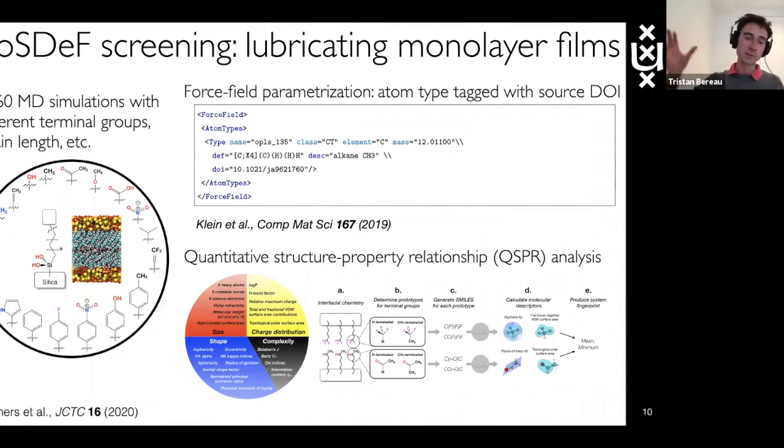All right, so in the context of establishing more of an end-to-end high-throughput molecular simulation scheme, I wanted to go back to this MoSDeF example. What they did is they looked at lubricating monolayer films. So they took these small alkanes next to a silica surface, and then they changed the chemistry of the end groups, very systematically, and then also changed the chain length. So they had an interesting Python script to build these automatically. They also have a very nice atom typing scheme in which they use these XML tags to assign atom types, and you can see here that this even has the SMARTS pattern for the chemical group, a description, and also, interestingly, the DOI of the paper from which the parameterization comes. I found this very neat.